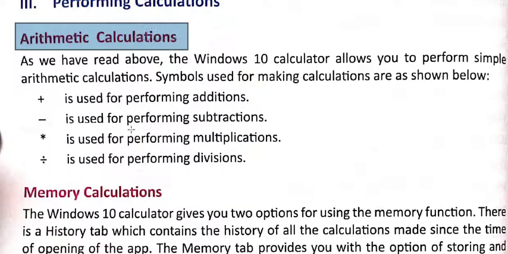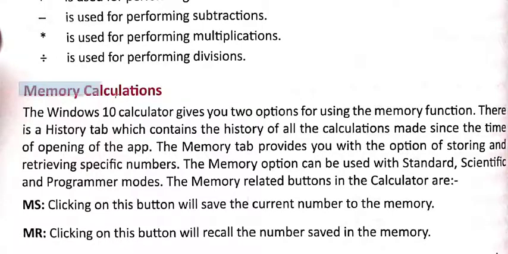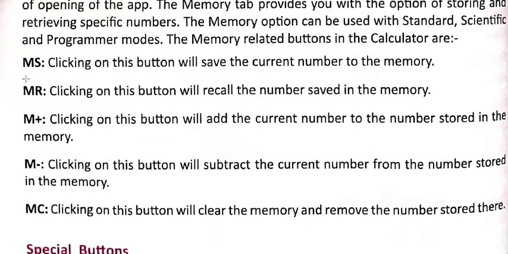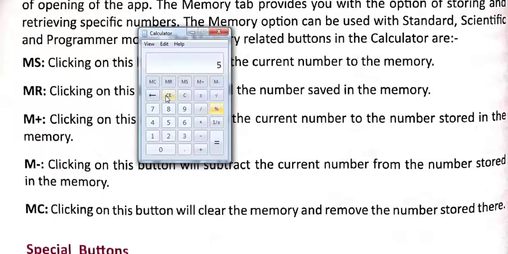Now we will talk about memory calculations. The Windows calculator application has an option of storing and retrieving specific numbers from its memory. The memory calculations can be done using these memory related buttons. See, MS, MR, M plus, M minus and MC. I will show you these buttons in the calculator now. See, MC, MR, MS, M plus and M minus.